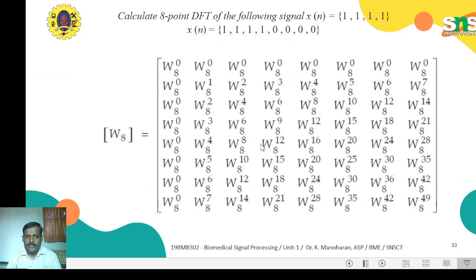Look at this. The given problem is to compute the 8-point DFT of the sequence x of n equal to 1 1 1 1 0 0 0 0. So totally we have 8 samples: four 1s and four zeros.